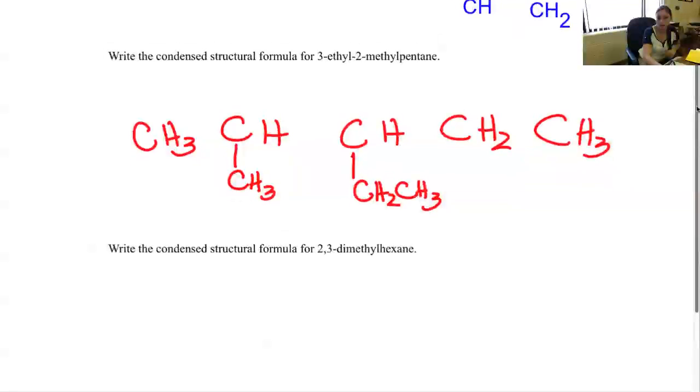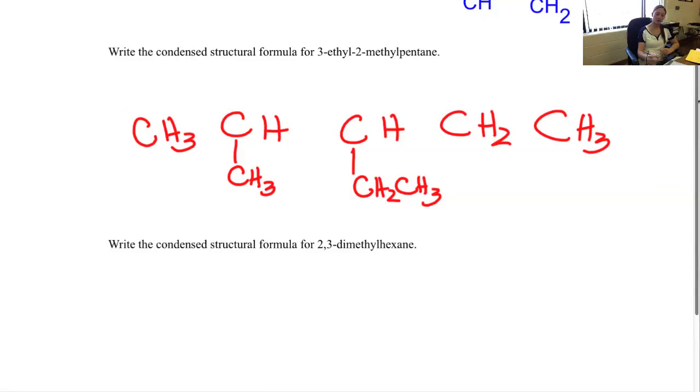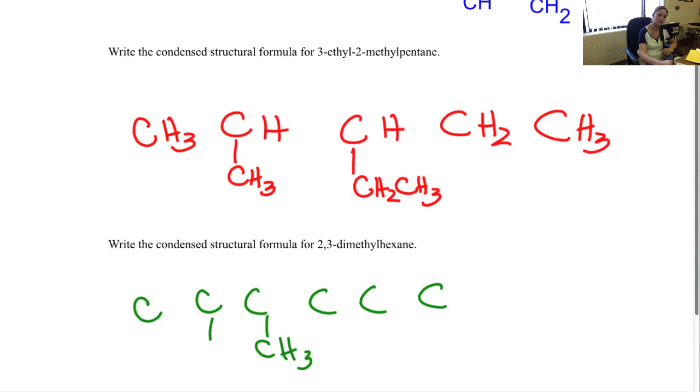Okay, the last one is 2,3-dimethylhexane. So I've got a 6. So 1, 2, 3, 4, 5, 6. 2,3-dimethyl, which means off of 2 and 3, I have a methyl group. Methyls are always CH3. Again, remember the difference between methyl and methane. Methane is CH4 standalone. Methyl is off of a larger chain or group.